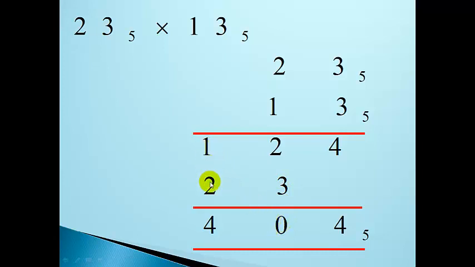Now 1 plus 2 equals 3. 3 plus that 1 group is 4. And because the 4 is not up to the base 5, we write 4. So we have 4, 0, 4, base 5. That is when we multiply 2, 3, base 5 by 1, 3, base 5. The answer is 4, 0, 4 base 5.